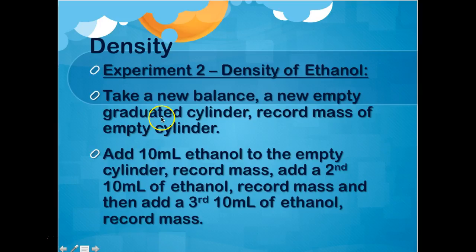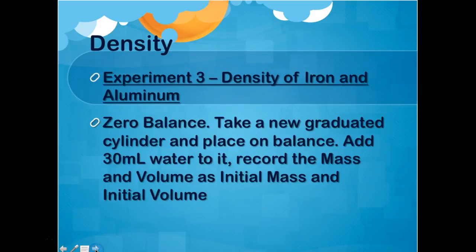So then for experiment 2, you're going to do the exact same thing. Clear your bench, take a new graduated cylinder, record the mass. If the original empty cylinder for experiment 1 was 54, this should be the same, around 54. Now to this, you're going to add 10 mils of ethanol. Again, record the mass. You're going to add a second portion of 10 mils of ethanol, record that second mass, and then add the third portion of ethanol and record that mass. So just like you conducted the experiments for water, you're doing the exact same thing with ethanol.